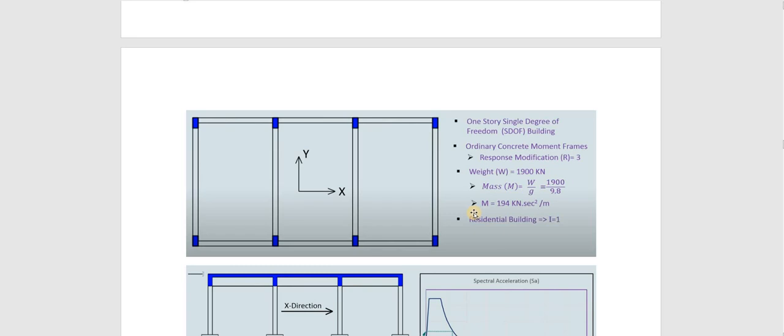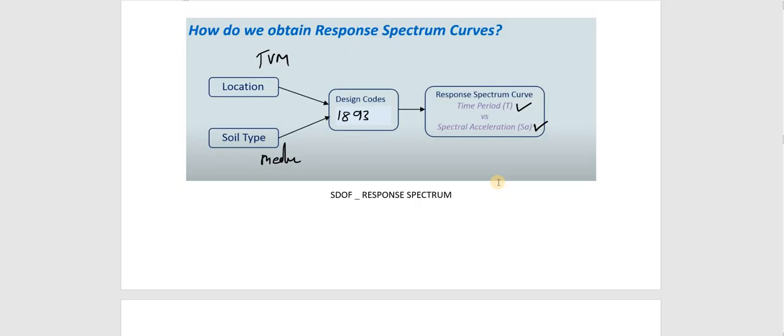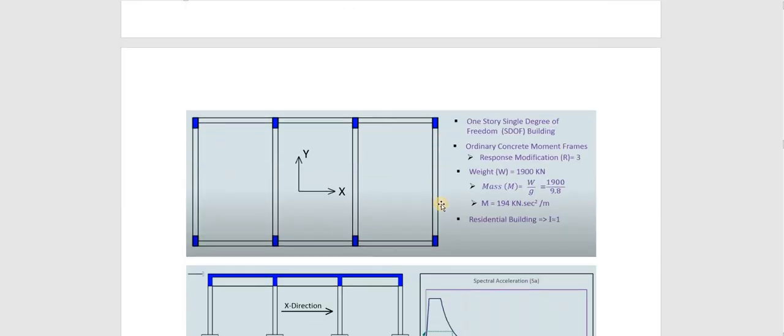Now let us look into a problem: how to find out the response spectrum of a single degree of freedom system. In your syllabus, the second one is multi-degree. Today we will discuss how to find out the response spectrum using the response spectrum method for a single degree. If you know the single degree of freedom, it is the same way we will do the multi-degree of freedom. So let us first go into a single degree.